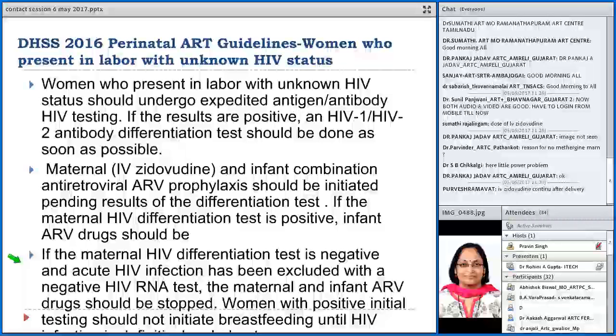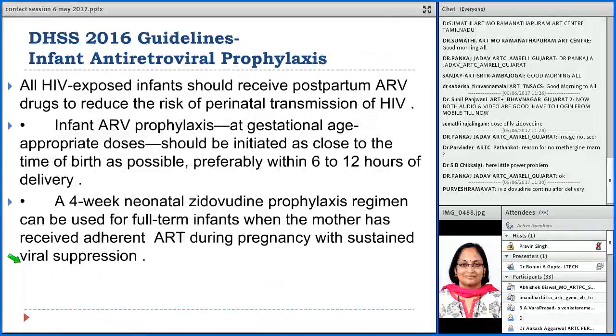If the maternal HIV differentiation test is negative, and acute HIV infection has been excluded with a negative HIV RNA test, then all maternal and infant ARV drugs should be stopped. Those mothers who are positive initially and confirmation test is pending, according to the US, should not breastfeed. The baby should not be breastfed.